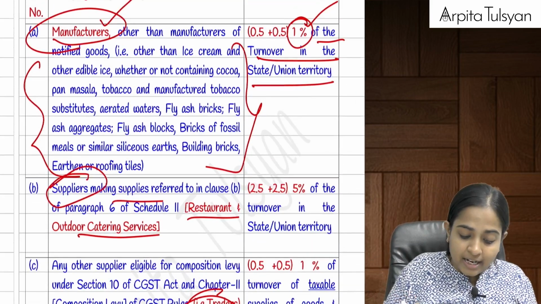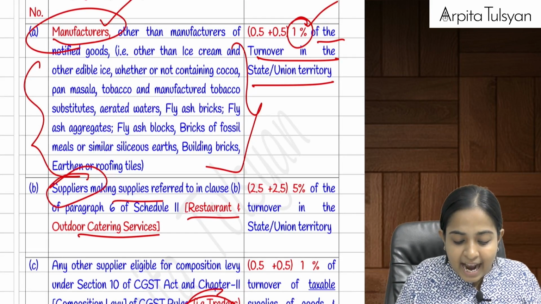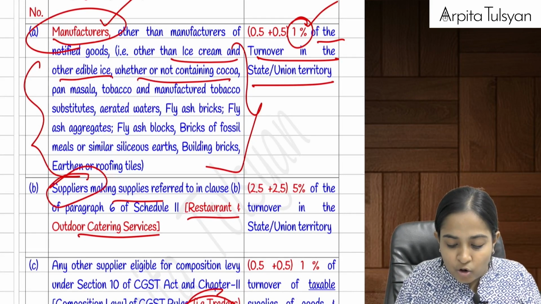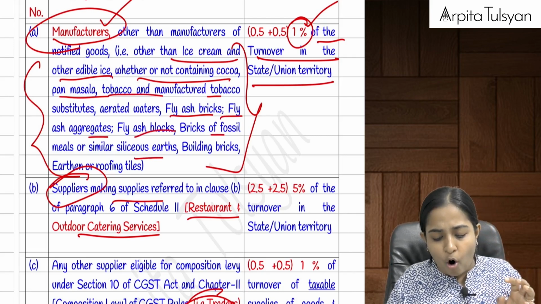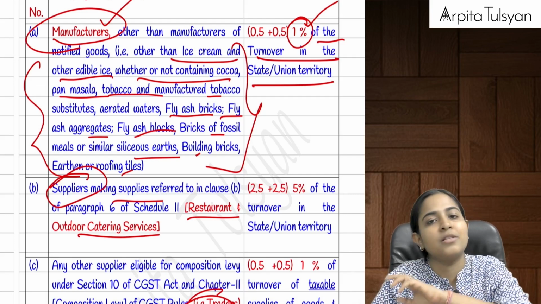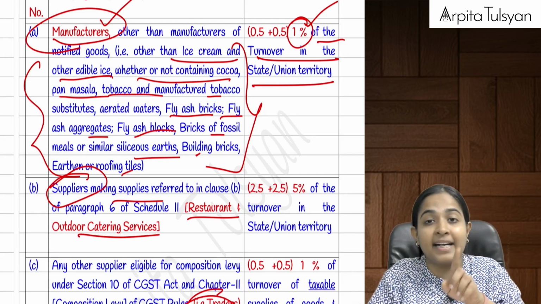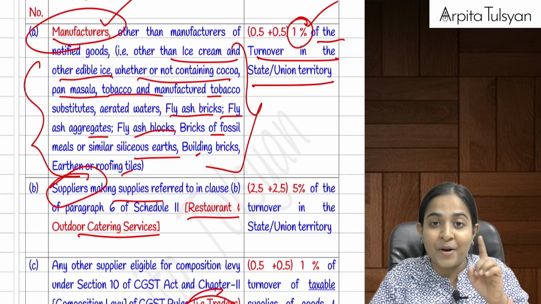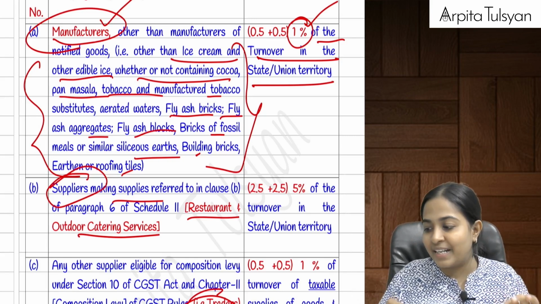Now, in manufacturing, some things are prohibited. That is, other than ice cream and other edible ice, whether or not containing cocoa, pan masala, tobacco, fly ash bricks, and all these things, manufacturing of these things is prohibited. That is, if you are engaged in this, you are not eligible for the composition scheme. Manufacturing of this is prohibited. Trading of this is not prohibited. Just keep that in mind.